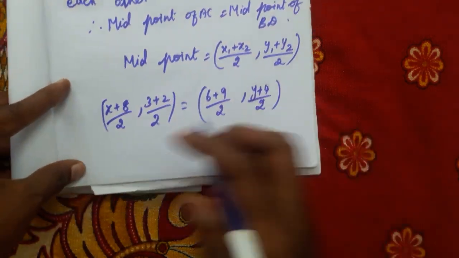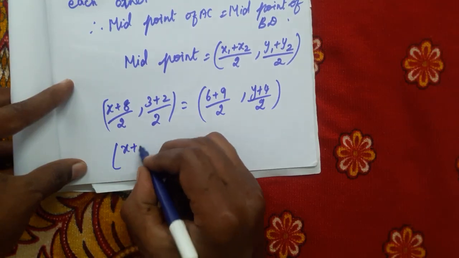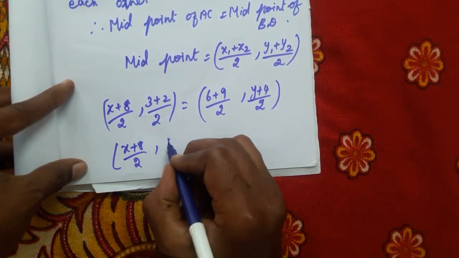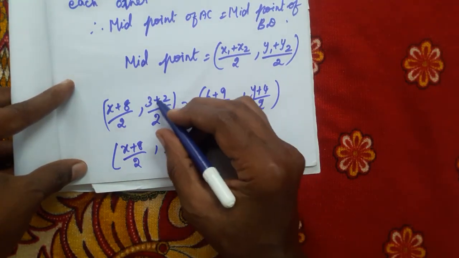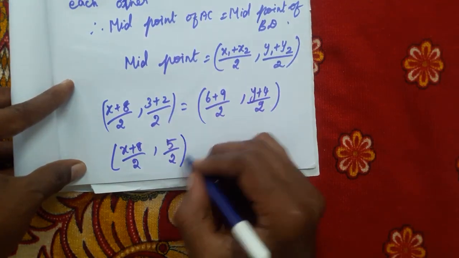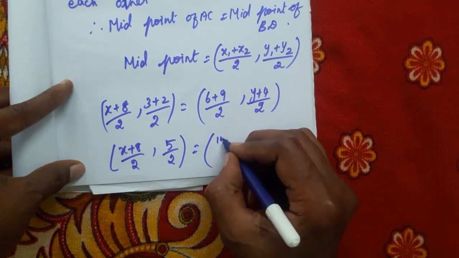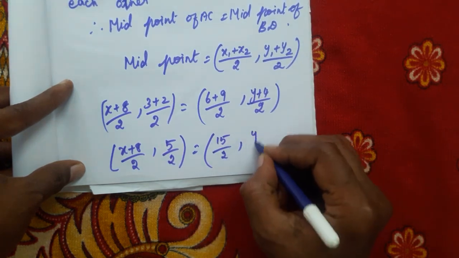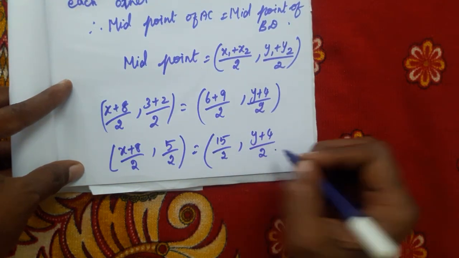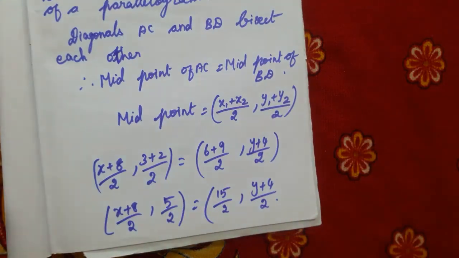So (x plus 8) by 2 comma 5 by 2, since 3 plus 2 means 5 by 2, is equal to 6 plus 9, that is 15 by 2, comma y plus 4 by 2. Clear? Have you all understood this?